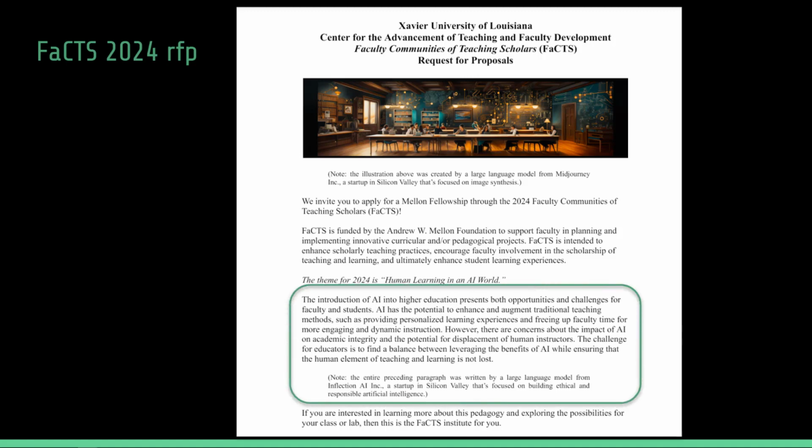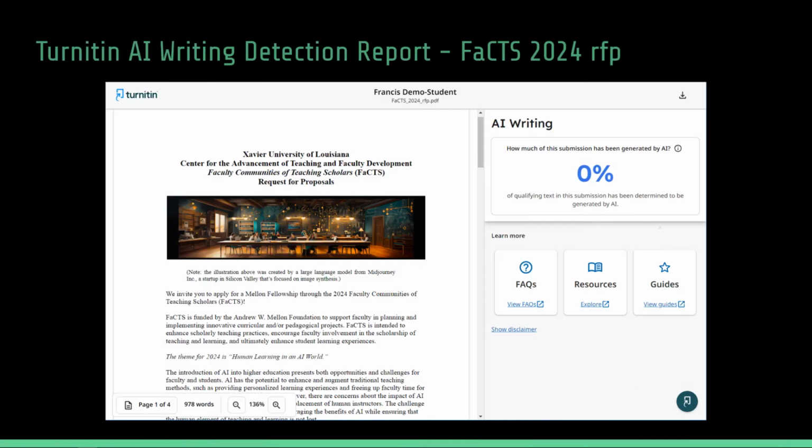Page 1 of the document has one paragraph that is AI generated. You will see below the paragraph we have a note indicating that the paragraph was written by a large language model. So what happens when I submit this document to Turnitin to be checked? The AI writing indicator shows that there is 0% AI generated writing in this document. I know this is not true because one of the paragraphs was, in fact, AI generated.